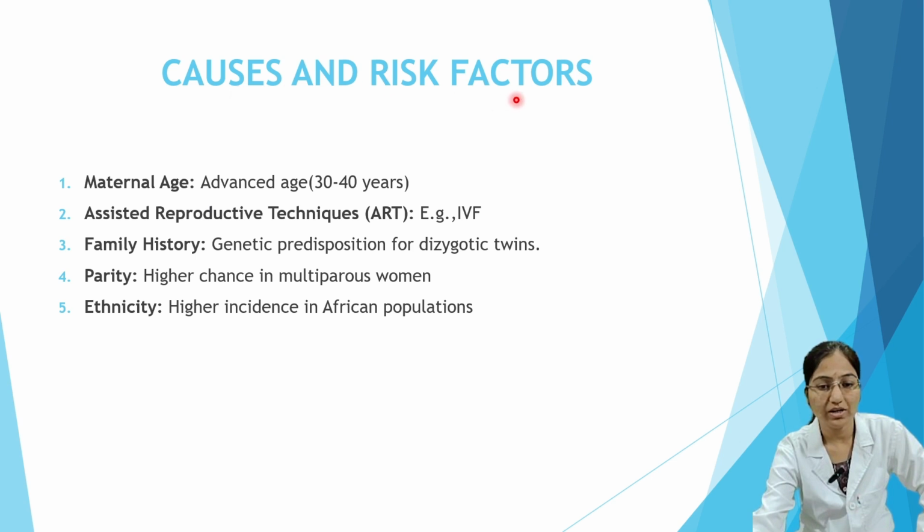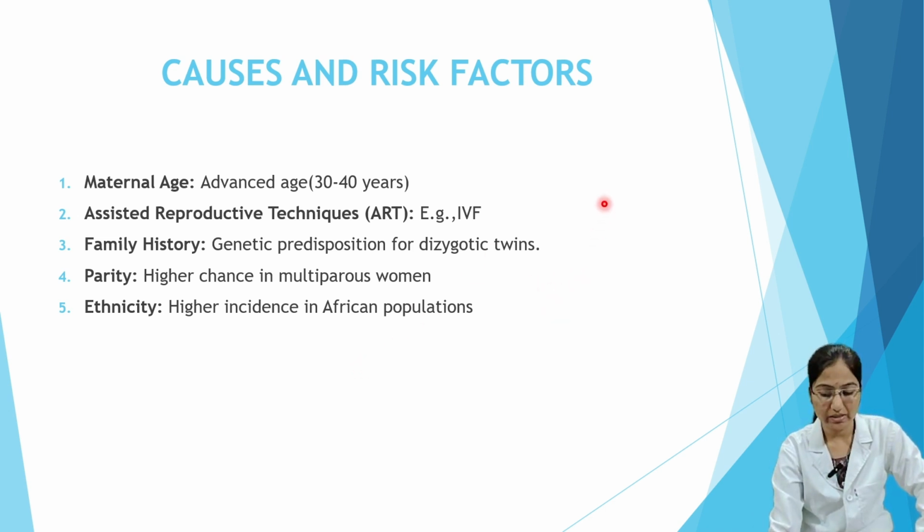Next, we'll see the causes and risk factors of multiple pregnancy. First one is maternal age, advanced age, 30 to 40 years. And then assisted reproductive techniques, ART, for example, in vitro fertilization. Third one is family history, genetic predisposition for dizygotic twins in the family. And then parity, higher chance in multiparous women. And then ethnicity, higher incidence in the African population. These are the causes and risk factors.